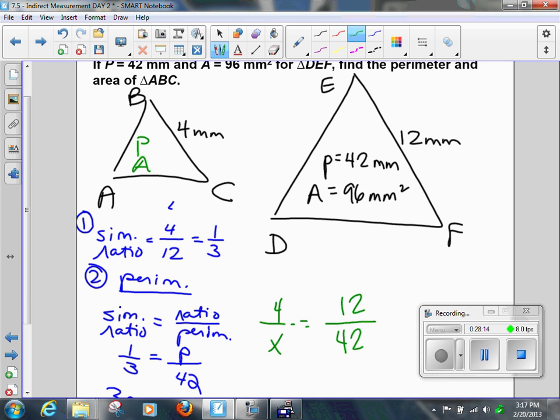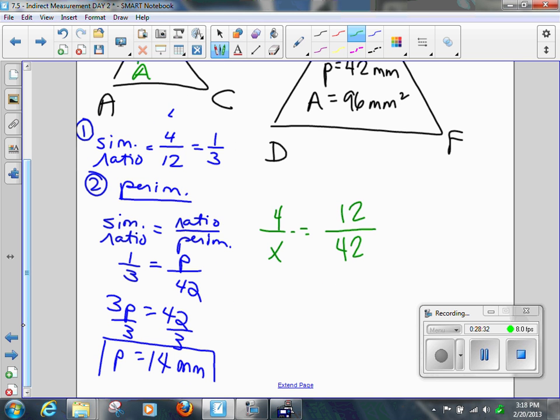That's the only thing you had to do. See, look, 4 over the perimeter, which we are finding, is equal to 12 over 42. That's what you need to change your paper to. You just had your numbers flipped, okay? How many of you had 14 millimeters? Hands up. That's good. That's very good.